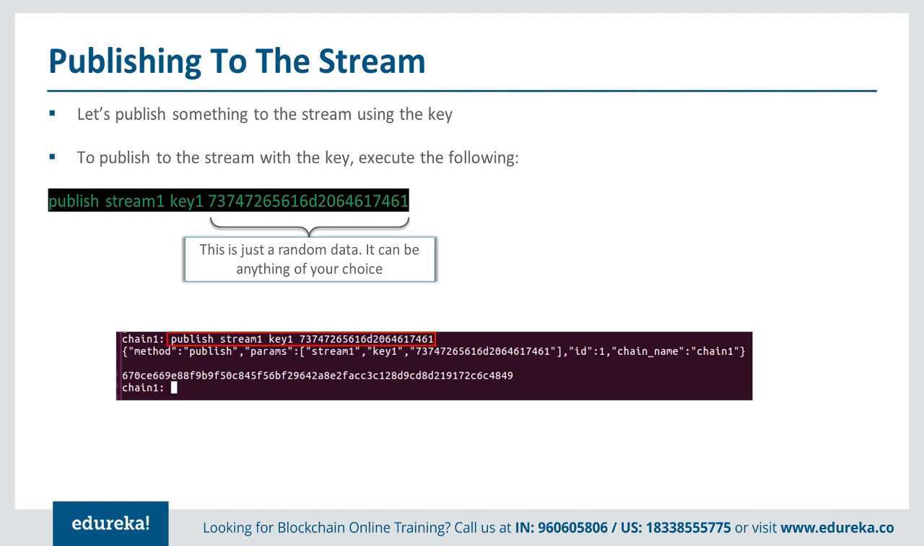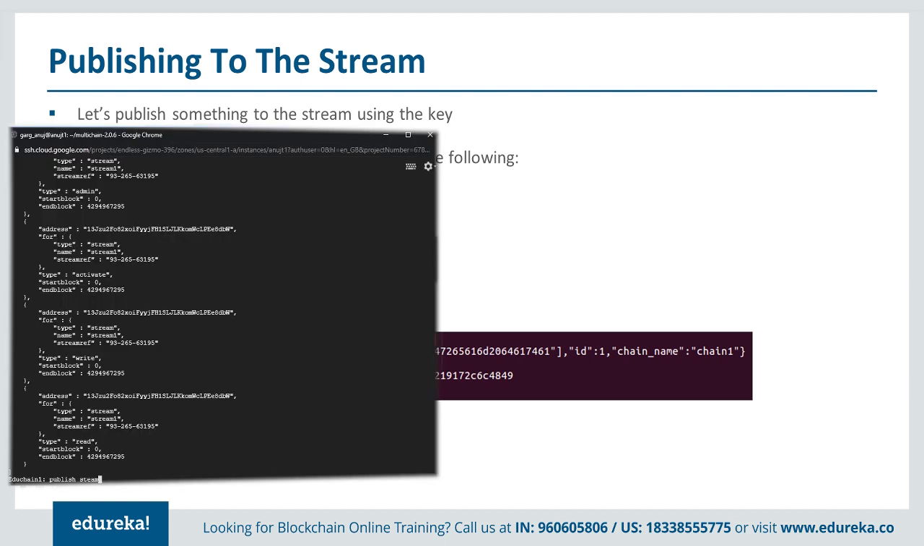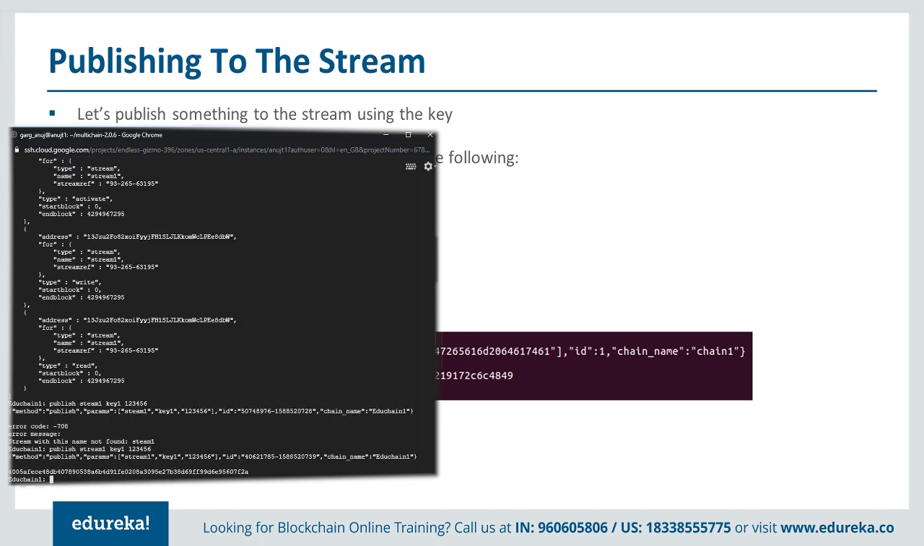Now let's try to publish some data to this stream. In order to publish the data, I will need to publish two things: one is my key and another is my data. Data can be any data of your choice. I created this stream on this node. Publish stream1, key1, let's say 1, 2, 3, 4, 5, 6. So this data has been published.